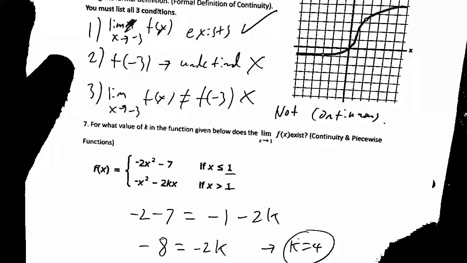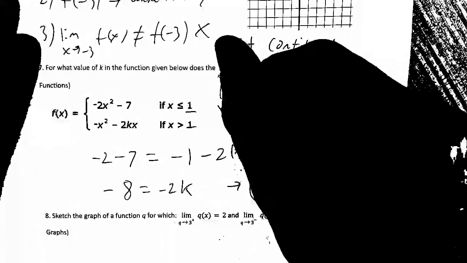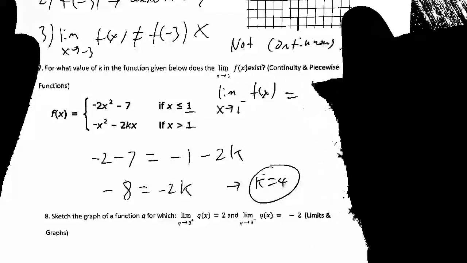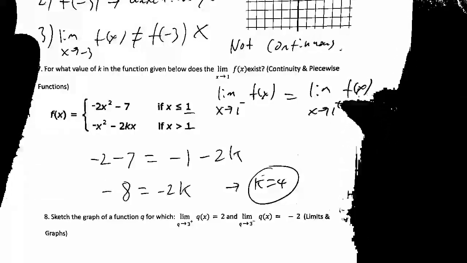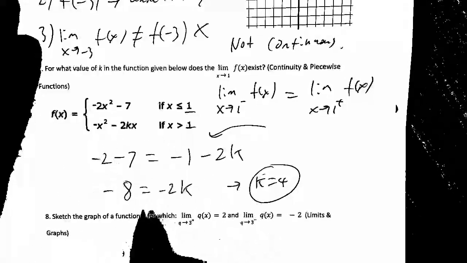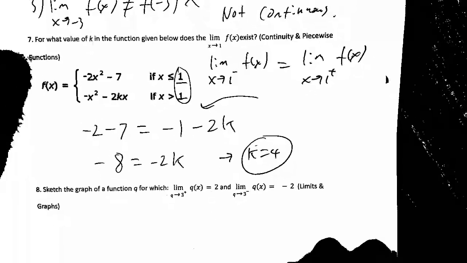That's pretty easy, right? All you're doing here is saying the limit as x approaches 1 from the left needs to equal the limit as x approaches 1 from the right. And the way that we verify that is by setting these two sides of the function equal to each other at this cutoff point 1. And we just solve for k.